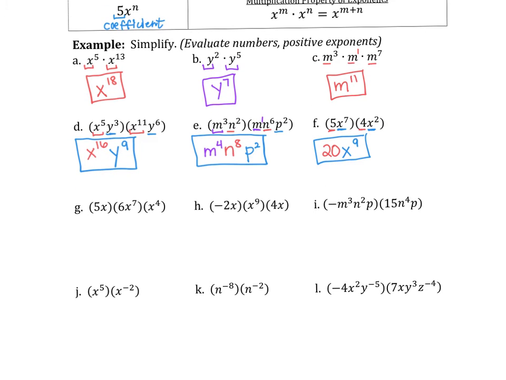Okay, for g, 5x times 6x to the 7th times x to the 4th. I see I have coefficients, so I'm going to go ahead and check those first. So I have 5 times 6, that's it. So 5 times 6 is 30. I have an x, x, x. Okay, so this is x to the 1 plus 7 is 8. 8 plus 4, 12.